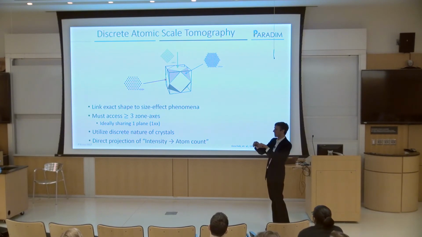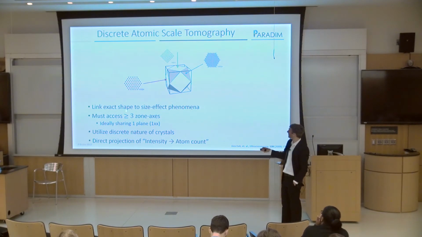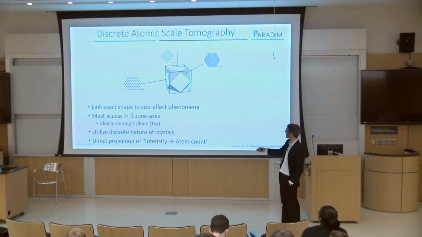Instead of a description of x, y, and an intensity at every position where the atom might be there or not, you just have a list of: this atom is at this xyz coordinate. So that's a very different type of data, right? That's what they're trying to get using discrete atomic scale tomography, so you can link the exact shape to these size effect phenomena. That's why we want to get down to atoms.